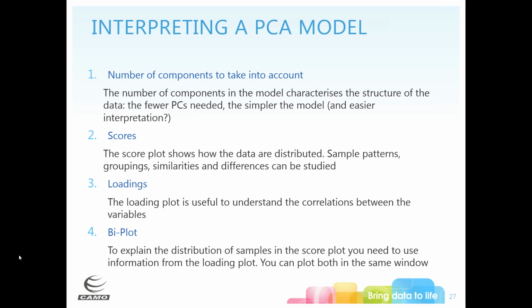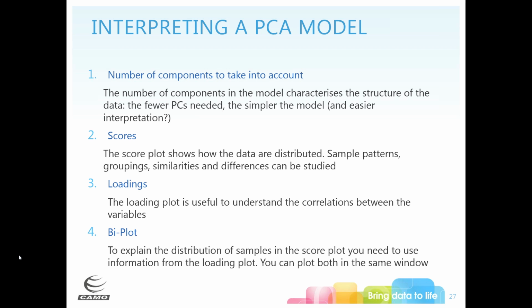All right. So, as I said, you have to interpret your PCA model. This is where your knowledge of your data comes in. We've done the math for you, but now you have to understand what's going on. So one of the first things you need to think about is how many components you actually want to take into account. The number of components in the model characterizes the structure of the data. The fewer PCs needed, the simpler the model, and it's typically easier to interpret.